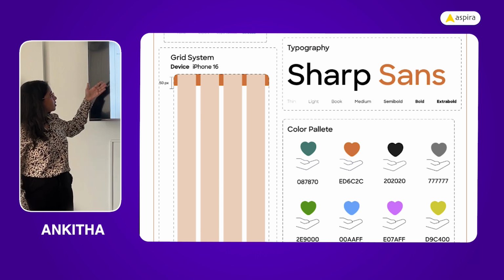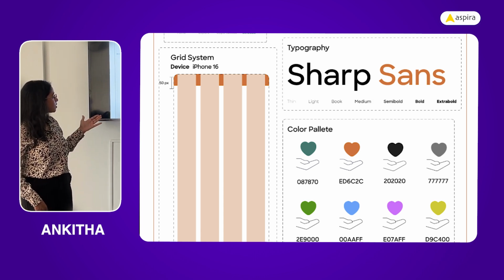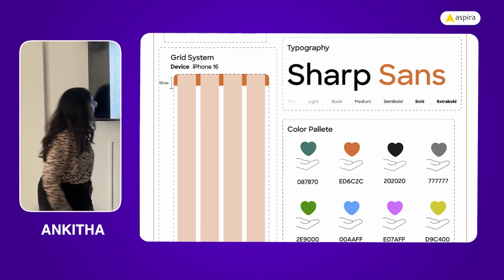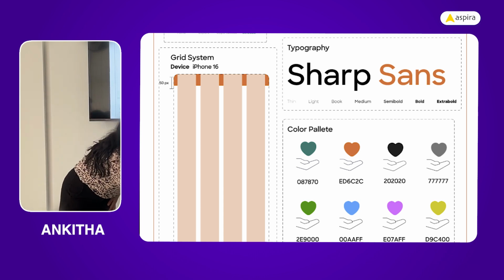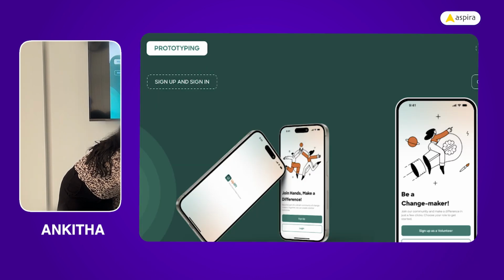And this is my grid system where I chose my device as iPhone 16. These are the margin, gutter, and type that I chose, which is the standard. And then these are the components I created. Once the components were done, these are my high-fidelity screens.